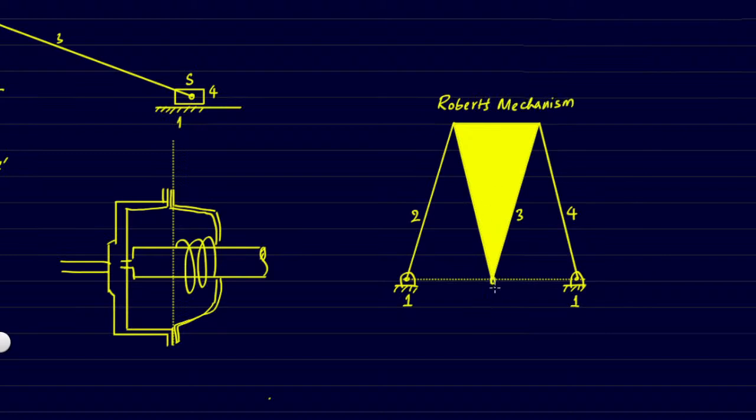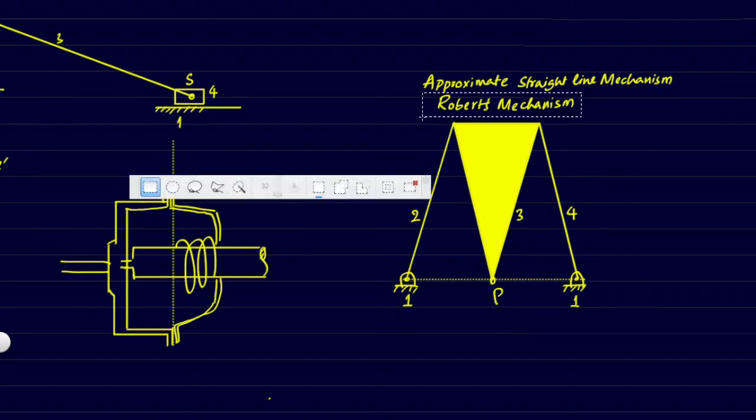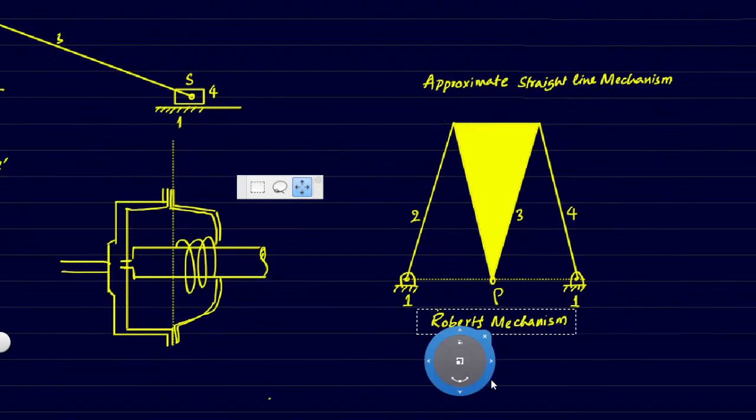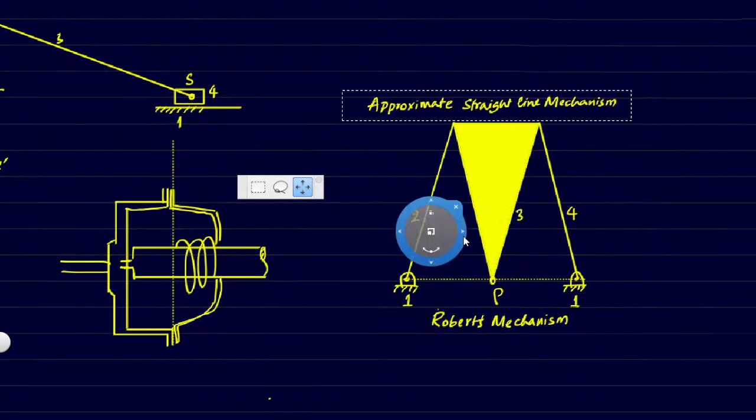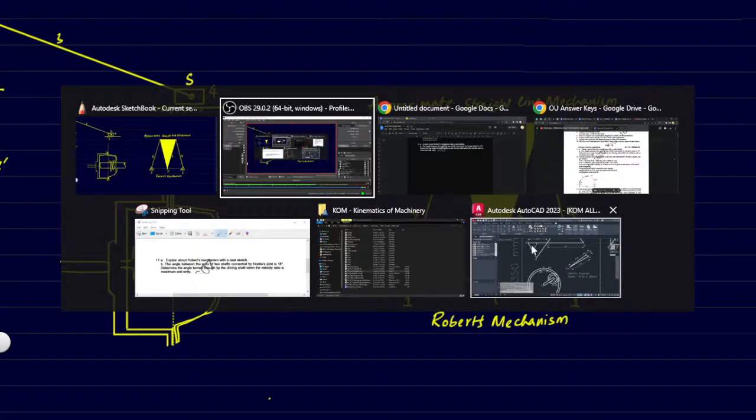The point that we can call P over here travels in a straight line within these 2 limits, so it can be called an approximate straight line mechanism. Roberts mechanism is an approximate straight line mechanism. Let's put it down here. So that is the Roberts mechanism.